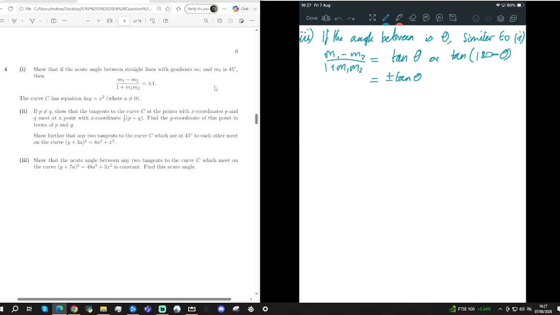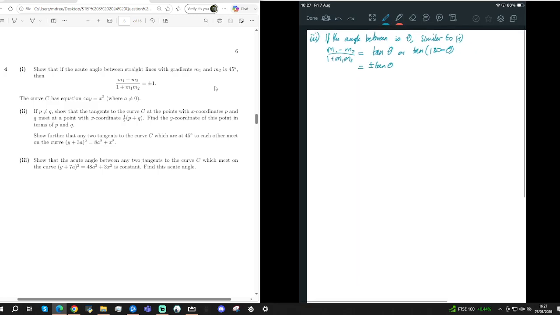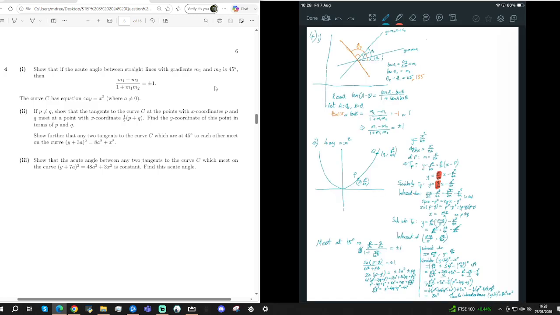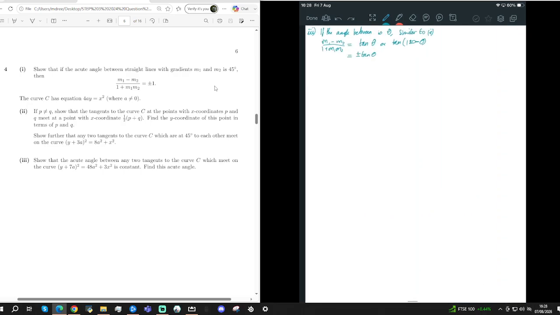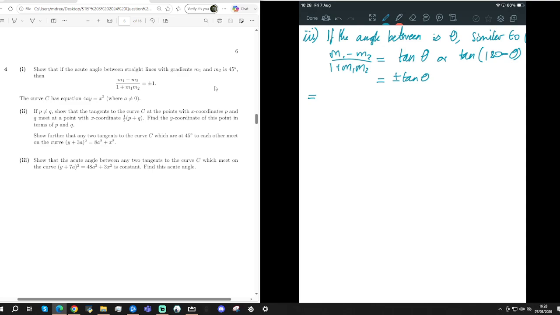And now that was quite a weird expression in terms of P's and Q's, because our two gradients were P over 2a and Q over 2a. So this is going to be tan theta is P over 2a minus Q over 2a over this 1 plus PQ over 4a squared, which is, if I simplify in the same way that I've done before, it's really that expression there that I would like to work out.